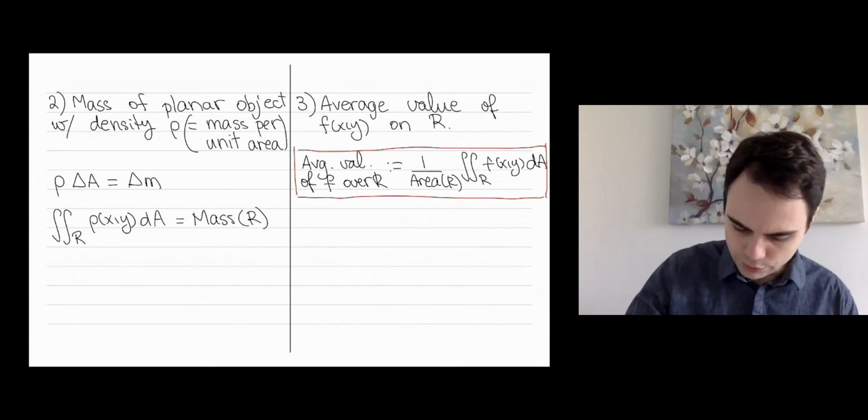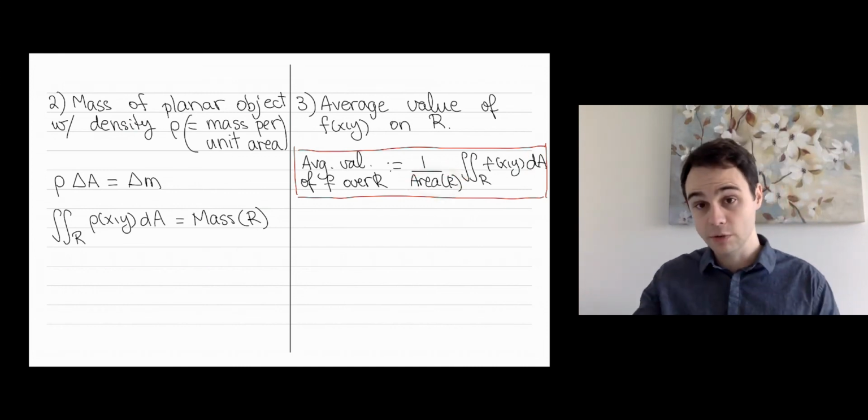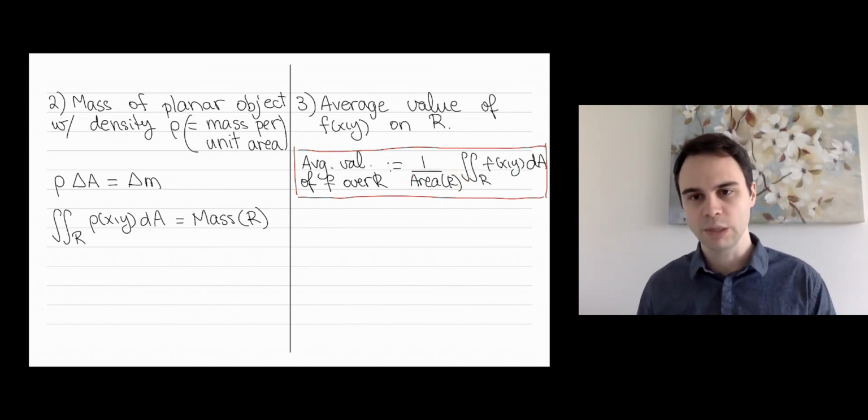So here we're doing a similar thing. We're multiplying the values of the function by certain weights, by these areas of little pieces of the surface, and then dividing by the sum of all the weights, the sum of all the areas of pieces of the surface.